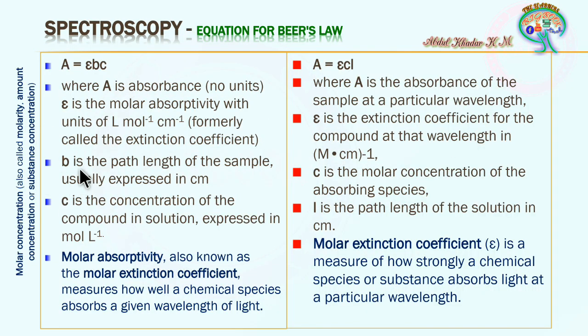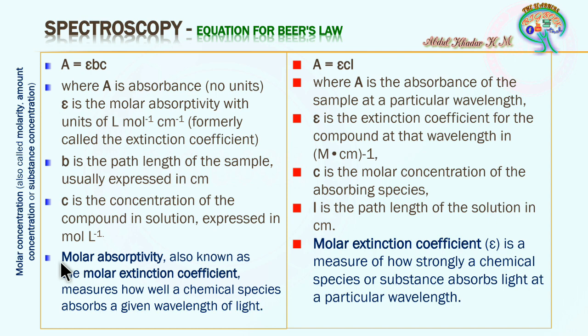So here B is the path length of the sample expressed in centimeter, and here L is the path length of the solution in centimeter. As I told you, B and L are only different characters, but the explanation is the path length. Now further is C. C is the concentration of the compound in solution expressed in molar. Here also C is the molar concentration of the absorbing species. Here the absorbing species is the compound.